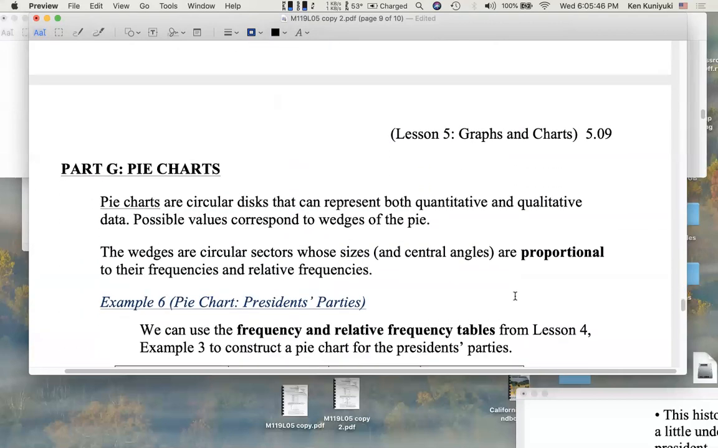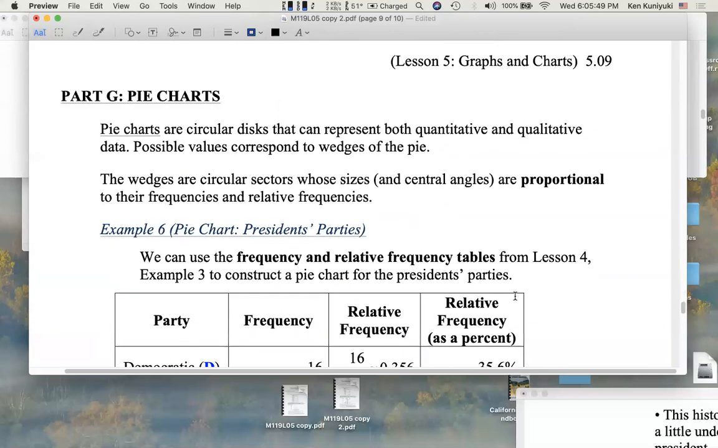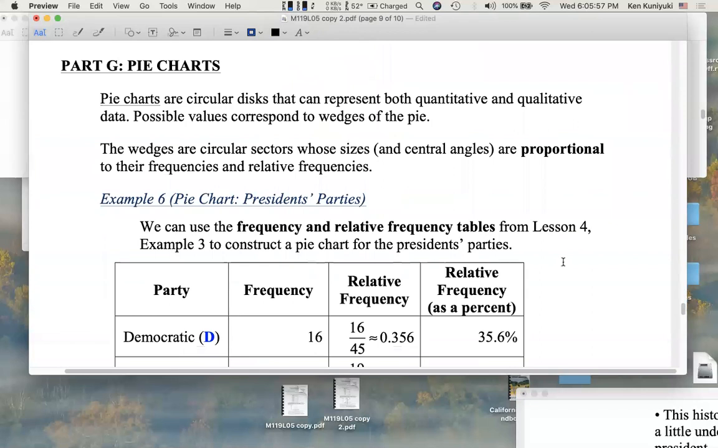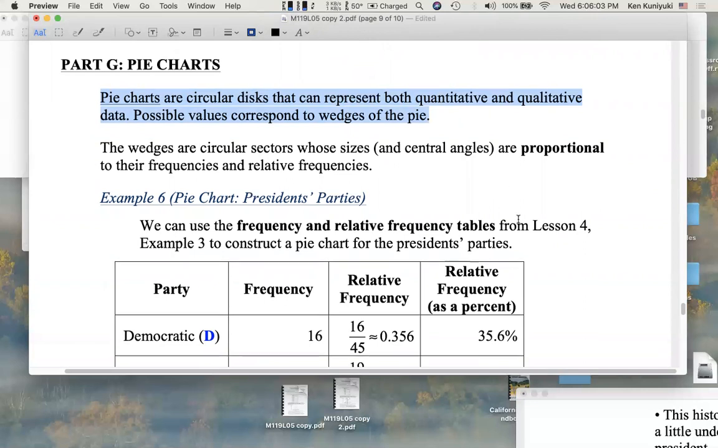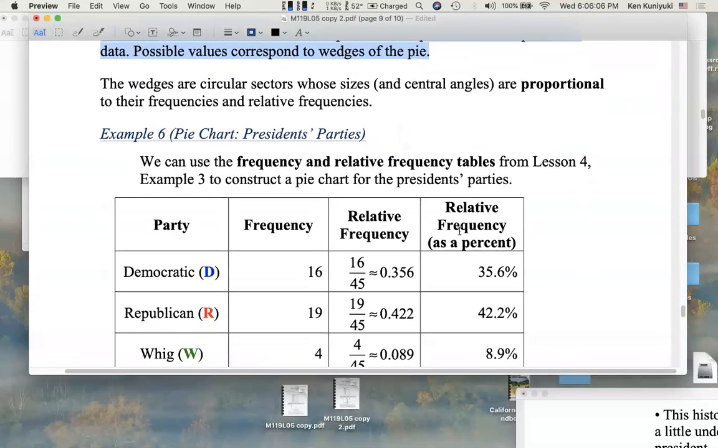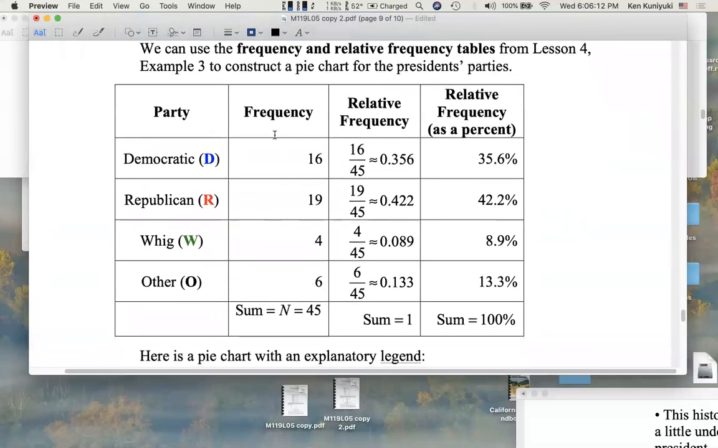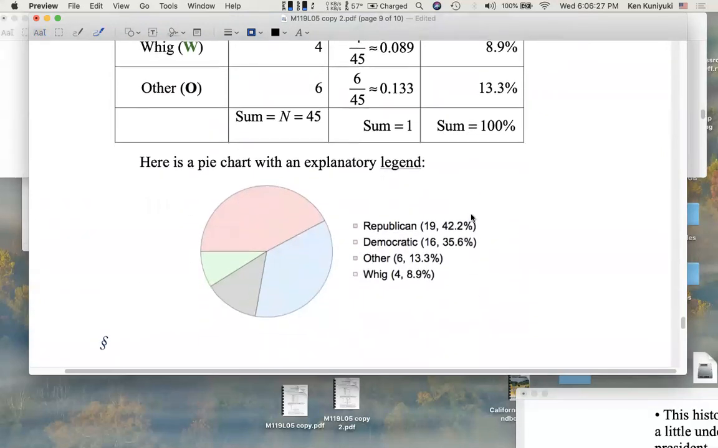All right. Pie charts. And pie charts might be more objective than histograms or bar graphs because you can't mess as much with vertical axes or things like that. Pie charts are circular disks that represent both quantitative and qualitative data. All right. Possible values correspond to wedges of the pie. So we have here a frequency table for the parties, the political parties of the presidents. You could also do a relative frequency table if you use either this column or this column, right? Here's a pie chart.